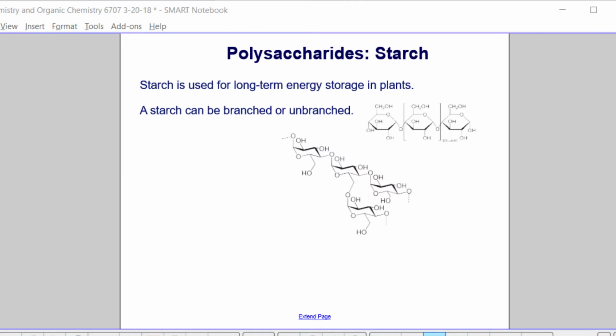Let's first discuss starch. Starch is used for long-term energy storage in plants. A starch can be branched or unbranched. So in the first example here, we see unbranched, and here we see these branches coming off.